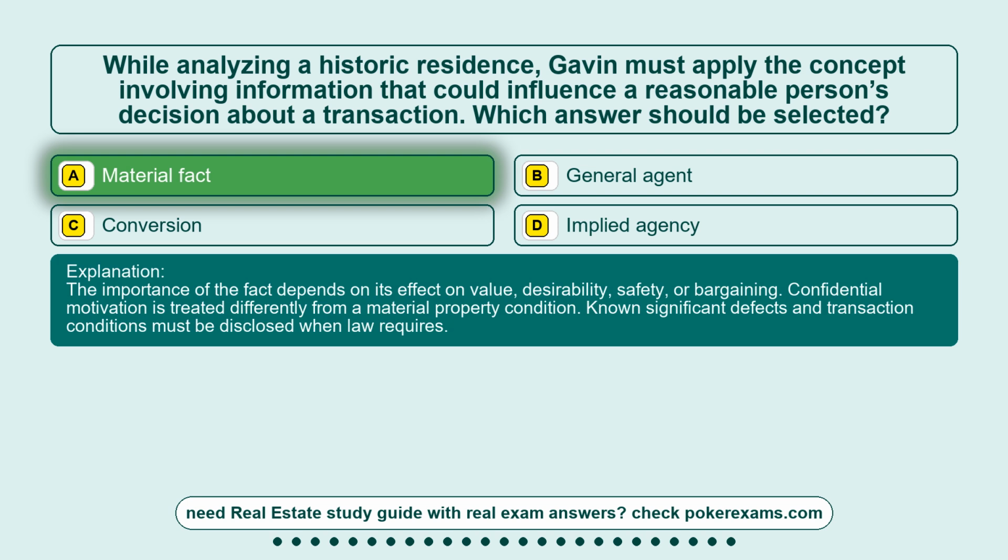The importance of the fact depends on its effect on value, desirability, safety, or bargaining. Confidential motivation is treated differently from a material property condition. Known significant defects in transaction conditions must be disclosed when law requires.